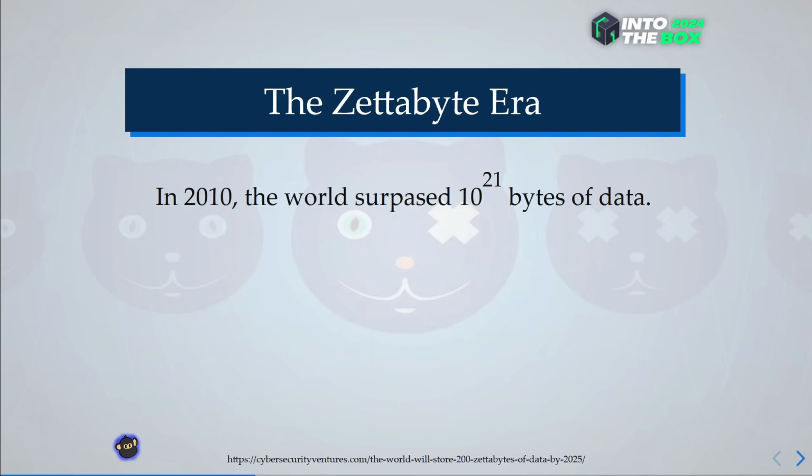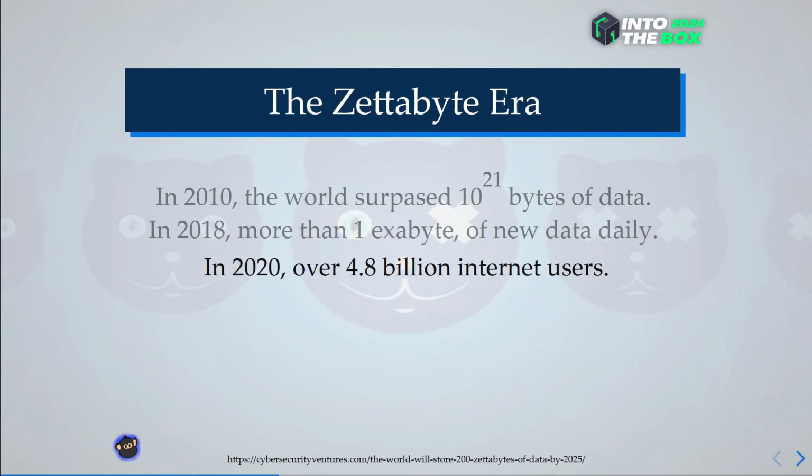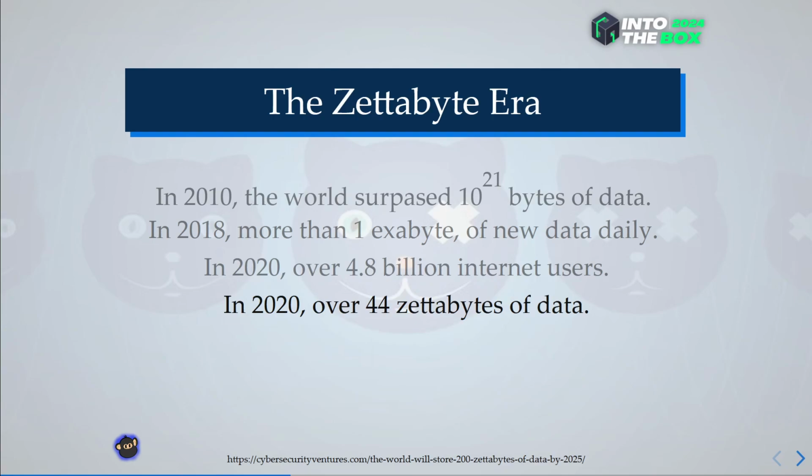It took us until 2010 to enter the zettabyte era, where we finally had amassed 1 zettabyte of data, or 1 billion terabytes. It took us another 8 years before we were generating over 1 exabyte of data each day, or 1 million terabytes. And by 2020, we had over 4.8 billion people on the internet, and our total data size had increased to about 44 zettabytes, with most of that coming in just the prior 2 years.